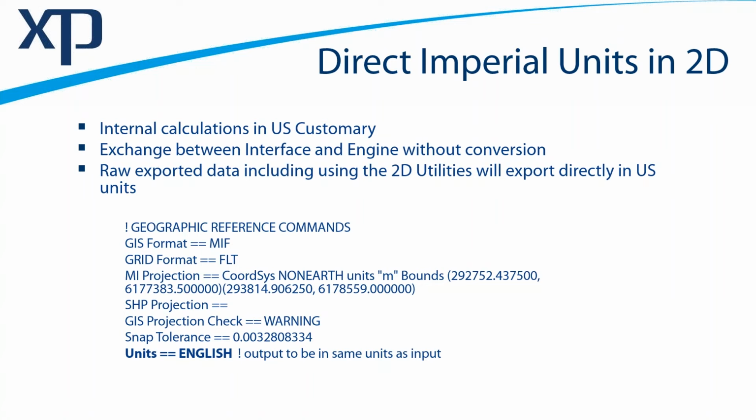Just as a little bit of evidence, I went into the log file, the TLF file, and there's a section called Geographic Reference Commands. You'll notice in here that it says units equals English, and there's a little exclamation here: output to be in the same units as the input. So if you're trying to confirm that this actually worked, or you want to look at a previous model, you look in the 2D log file, the TLF file, and you'll be able to confirm in which set of units the run was done. Was it in metric, where the interface pre-processed everything, or was it run in English units?